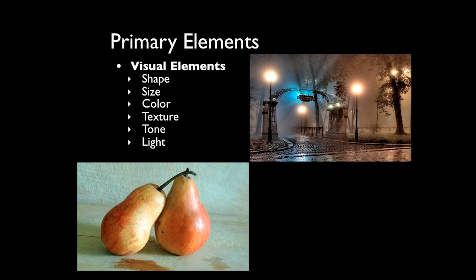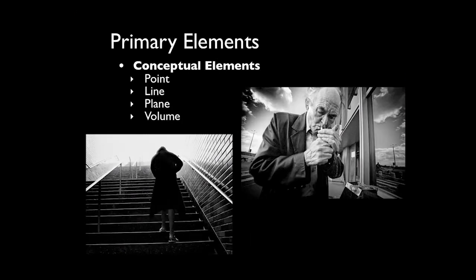We have elements that we could call visual elements. These would be things like shape, size, color, texture, tone, and light. We see them, and in a sense, we get a sense of how texture feels. We get a sense of depth and so forth, and shape and size. But we have to experience these without touching. So these are the visual elements that we have, and they add to every image.